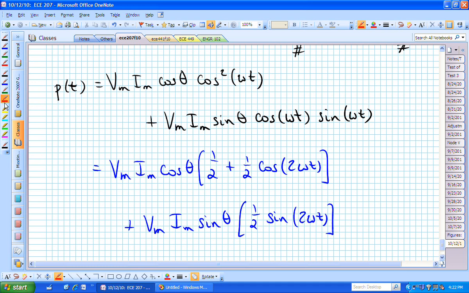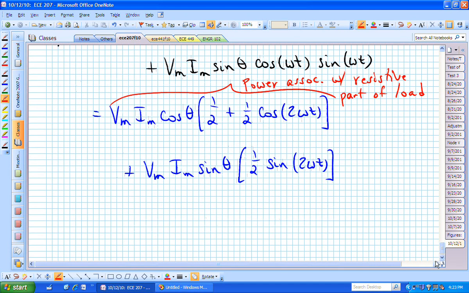Do any of those pieces look familiar? If you looked back at what we talked about, this particular piece is actually the power associated with the resistive component, or the resistive part of the load. That's what our pure resistor looked like before. It was some amplitude times 1/2 plus 1/2 cosine 2 omega t. That's always non-negative, and it's oscillating at twice the frequency.